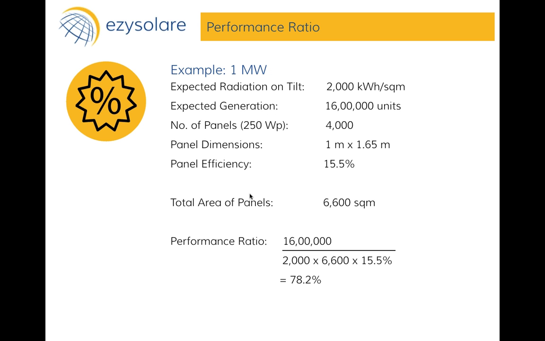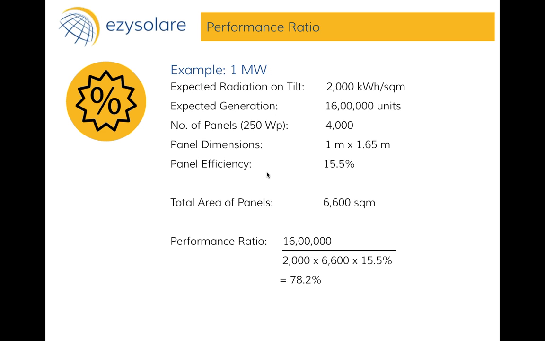The balance amount, essentially the 21.8%, 100 minus 78.2, is the cumulative sum total of all the losses that you see in a power plant, right? All the losses that we talked about earlier, all of that combined lead to 78.2%.